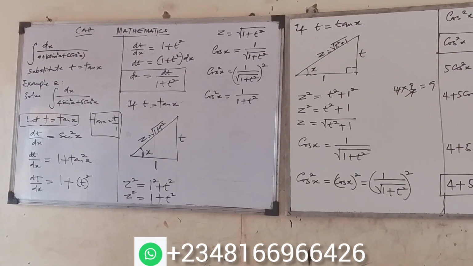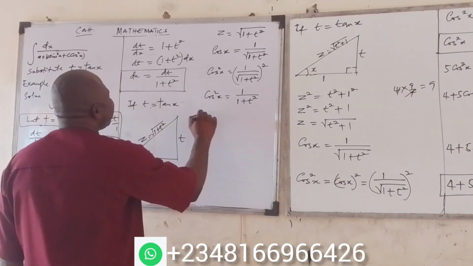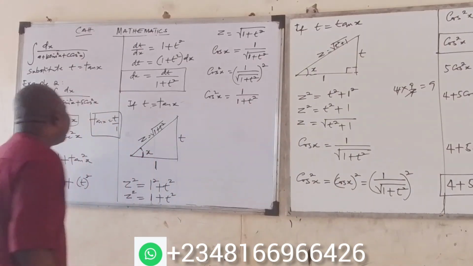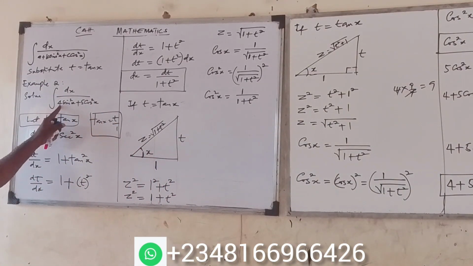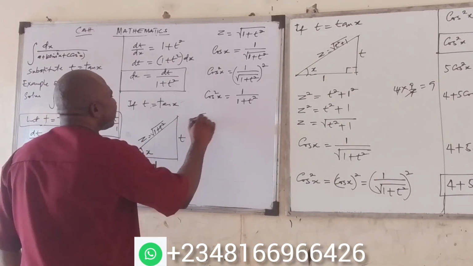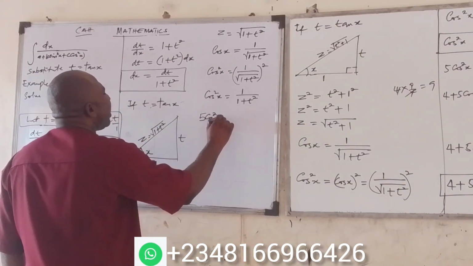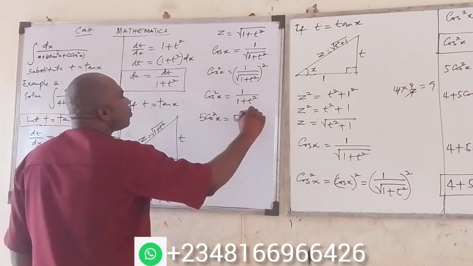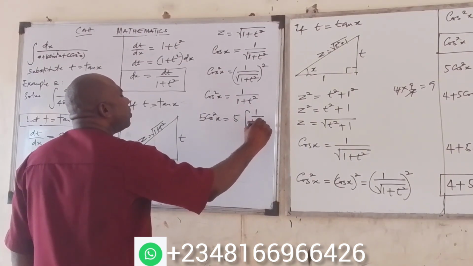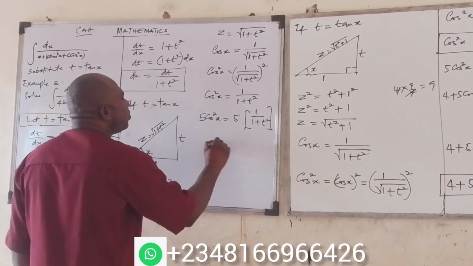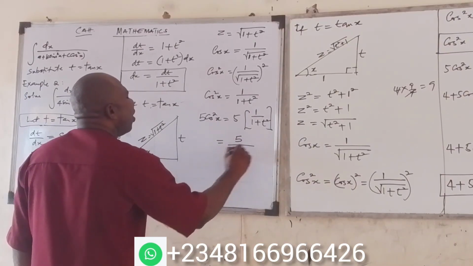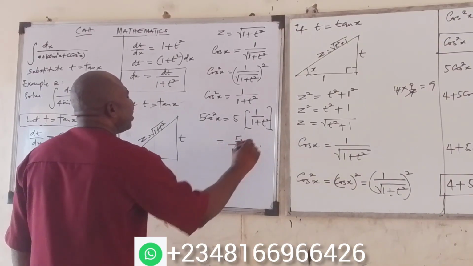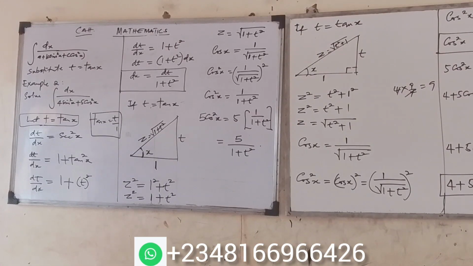Now let's figure out the value of sine x. But before we look at sine x, let's figure out the value of 5 cos squared x. Now 5 cos squared x will be equal to 5 times cos squared x. And cos squared x is 1 all over 1 plus T squared. It means the whole of this now will give us 5 all over 1 plus T squared. Yes, so that's the value of 5 cos squared x.